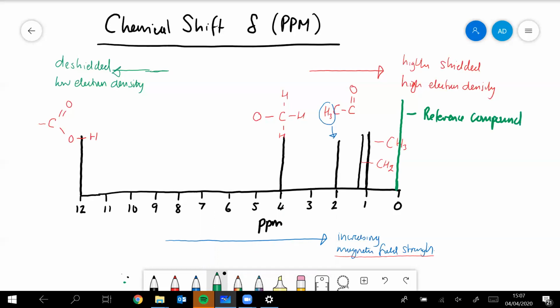Okay, now the reference compound is tetramethylsilane, which looks like this. Right, so you have silicon, CH3, okay, CH3, so 4 methyl groups. Okay, this is tetramethylsilane.